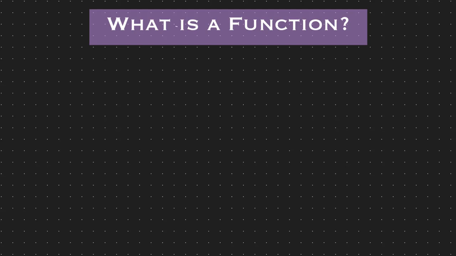A function is a relationship where each input has exactly one output. If one input gives more than one output, it is not a function. So in math, we usually call the input x and the output y. The function answers one question: if x is this, what is y?